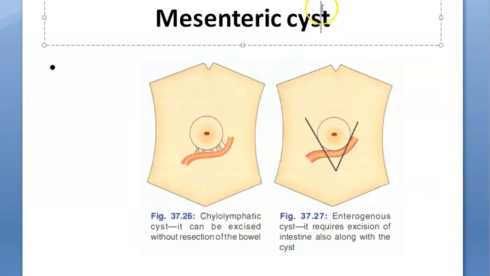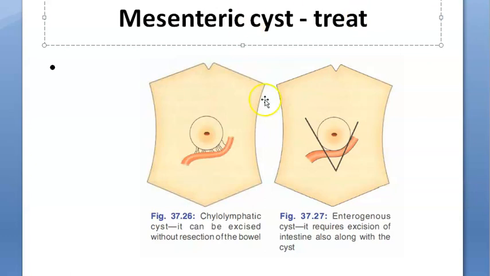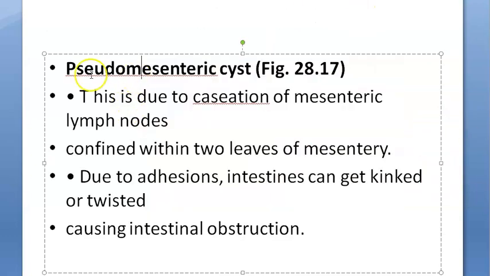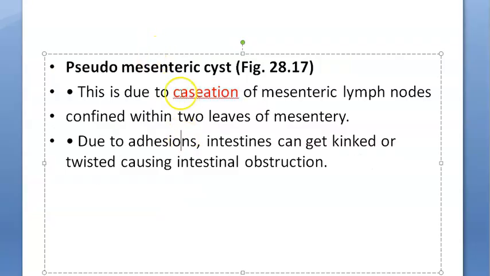Okay. So, this is the treatment based on whether it is chylolymphatic or enterogenous cyst. There is also something called a pseudo-mesenteric cyst. What is this now? Anyways, it is due to caseation of mesenteric lymph node. What do you mean by caseation?